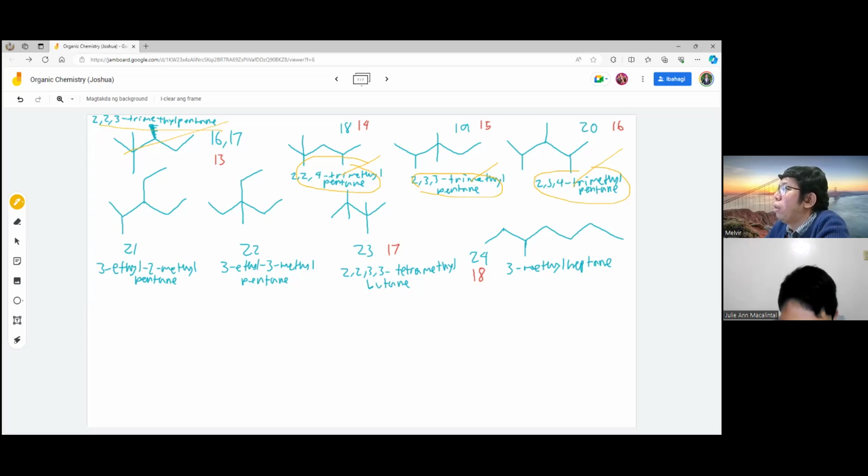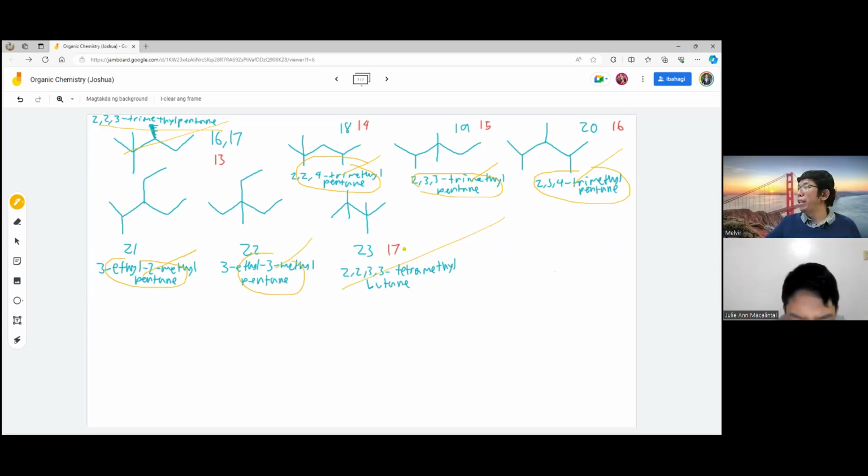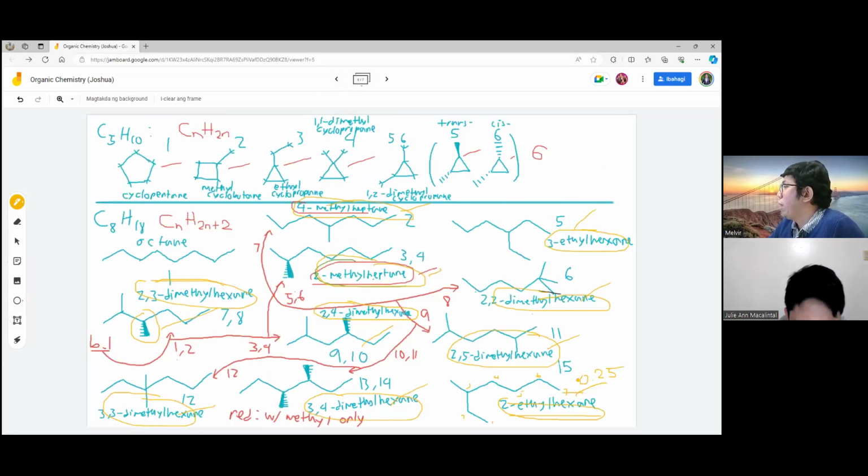3-ethyl, 2-methylpentane. Okay, good. 3-ethyl, 2-methyl. Correct. 3-ethyl, 3-methyl. Correct. Then, 2,2,3,3-tetramethylbutane. Wow! Nice! Yan. So, check ko lang ha. 1, 2, 3, 4, 5, 6, 7. Mamaya na to. 8, 9, 10, 11, 12, 13, 14, 15, 16.